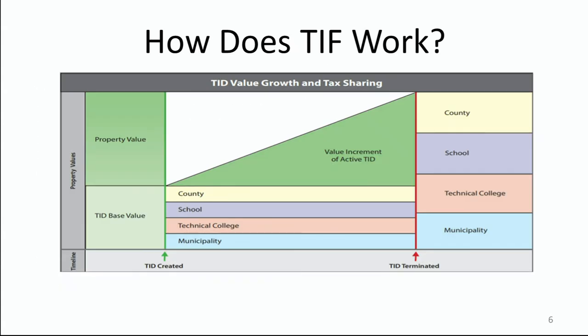So this graph just shows you what that means. You can see the line on the bottom, TID created and TID terminated, and how the segregation happens under each one of those taxing jurisdictions.